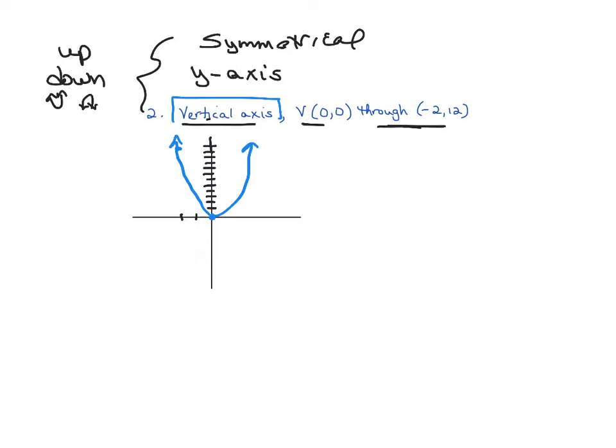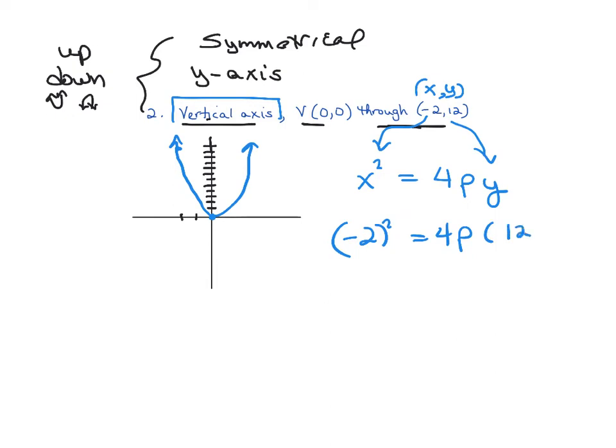Now this time, I am not given anything about the focus or the directrix. I'm given an ordered pair, and remember, when you have an ordered pair, it's x comma y. So again, my graph is up and down, so I know it's x squared equals 4py. I also know my 4p is going to be positive because it's opening upward. So I'm going to replace the x and the y with this ordered pair. So I'm going to put -2 squared equals 4 times p times 12.